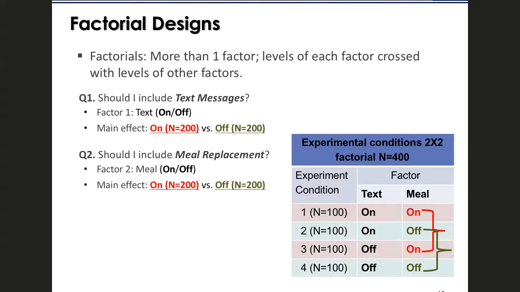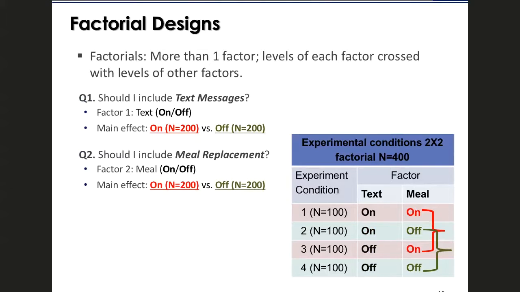Does that make sense? What I want you to notice is that these people will get everything, right? Both text messages and meal replacement. These people will get only text messages. These people will get only meal replacement. And these people, the poor people, will get nothing. Yeah? I personally want to be included in this group.